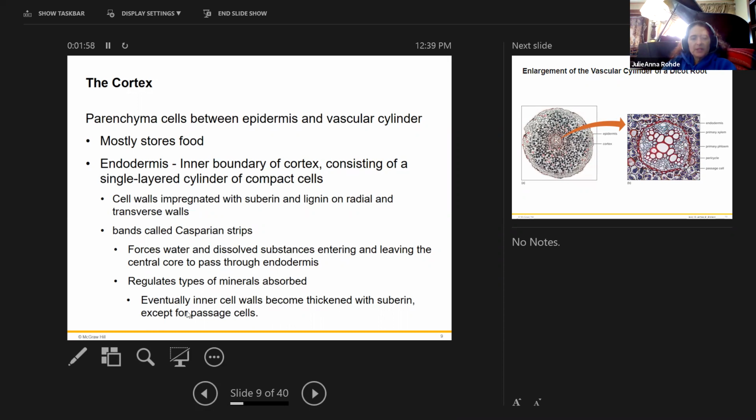Eventually, inner walls become thickened with suberin, except for passage cells. So waxy things don't like water, and if the wax is thick enough, it's impermeable to water. So this slows down the movement of the water. And that's going to help in water conservation. Of course, plants need to conserve water, because they're land-based. They don't live in the water where they can just get it whenever they need it. Your aquatic plants don't necessarily have as much of this, okay, as your land plants.